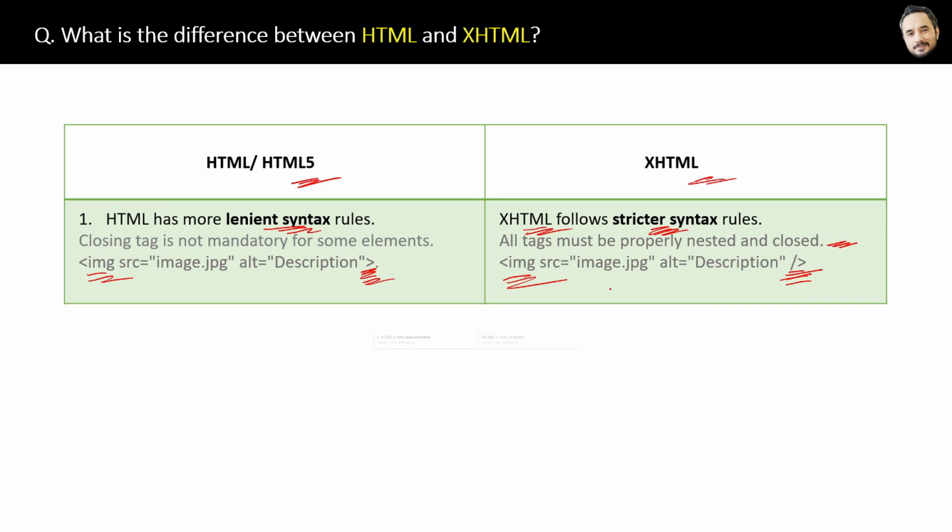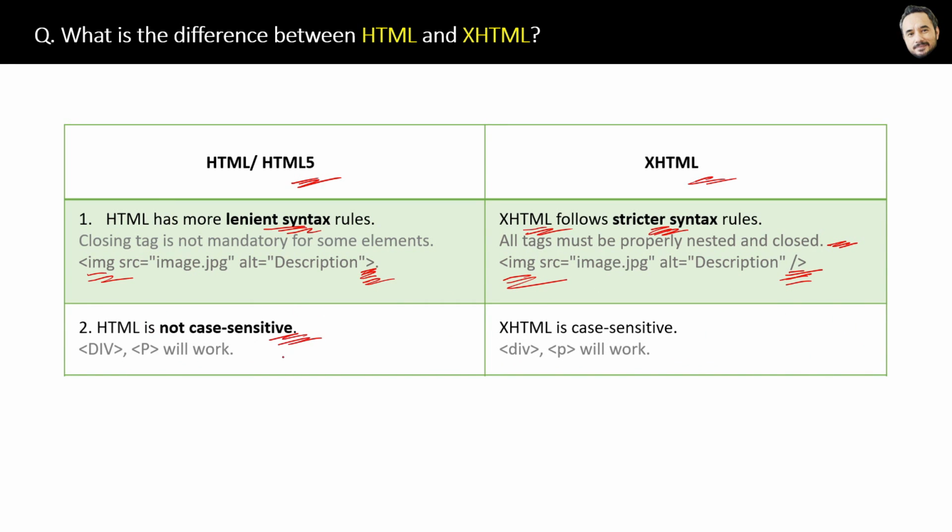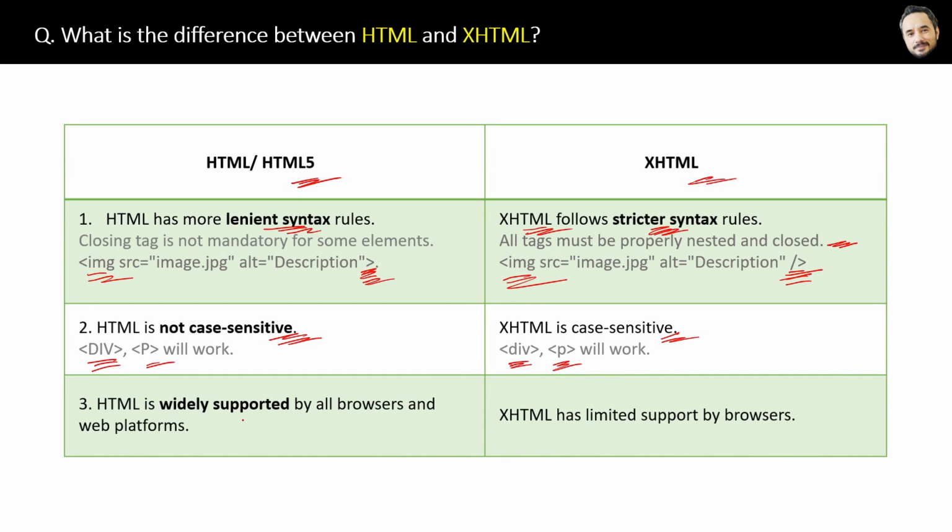The second difference is that HTML is not case sensitive. For example, capital tags like this will work, but again not recommended. Whereas XHTML is case sensitive and only small letter tags will work. The third and last difference is that HTML is widely supported by all web browsers and web platforms, whereas XHTML has limited support by browsers. Okay, great. Now you know by heart the differences between XHTML and HTML, right?